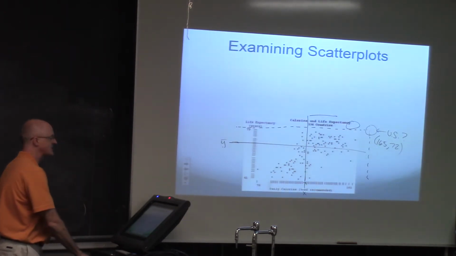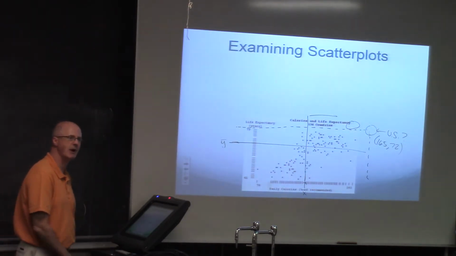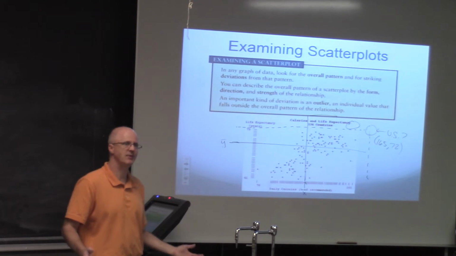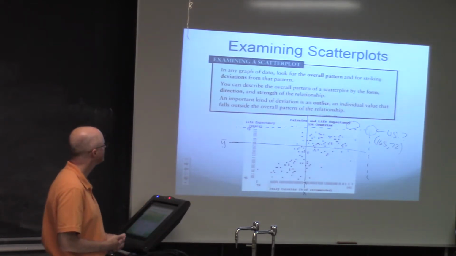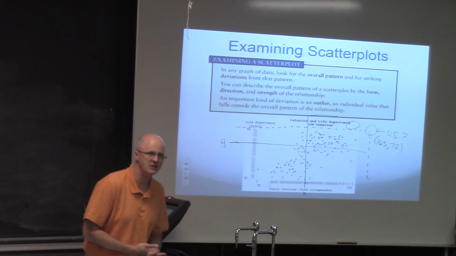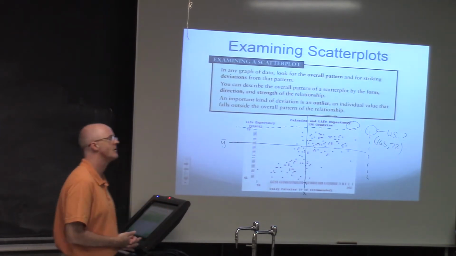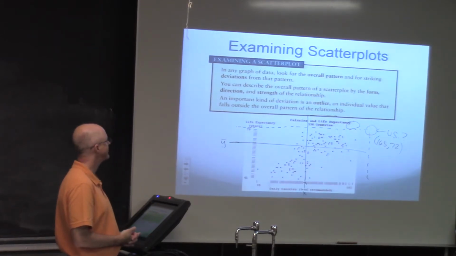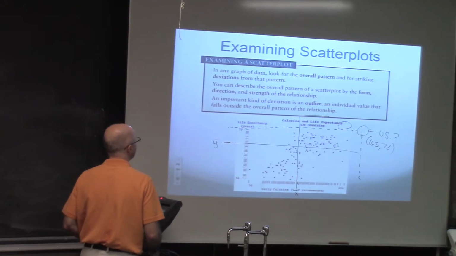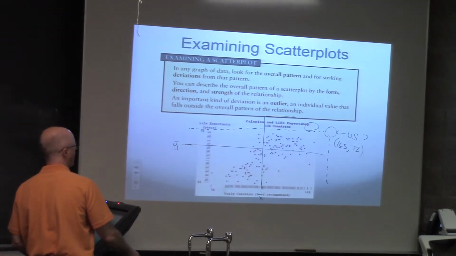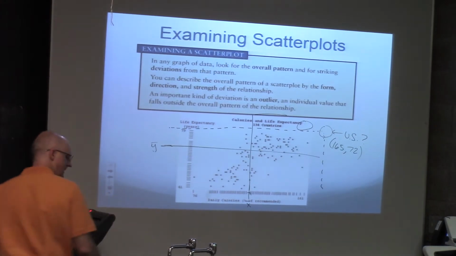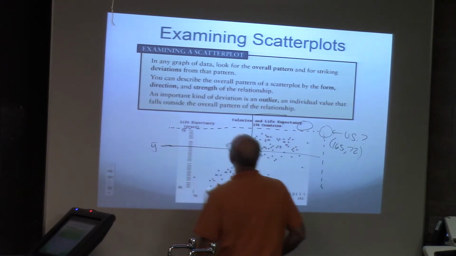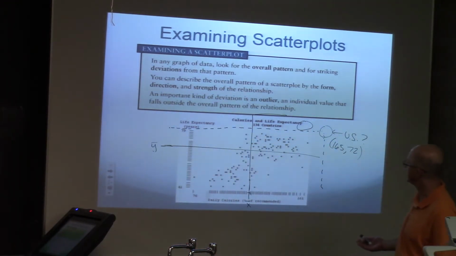When you look at scatter plots, it's just like chapter 1 with histograms and stem plots and time series. You want to take the book's philosophy, you want to look for an overall pattern, and any striking deviations from the pattern, like outliers. You want to describe the form of the pattern, its direction, and its strength. And again, an important kind of deviation is an outlier, an individual value that falls outside of the pattern. Okay? How would you do that for this particular graph?